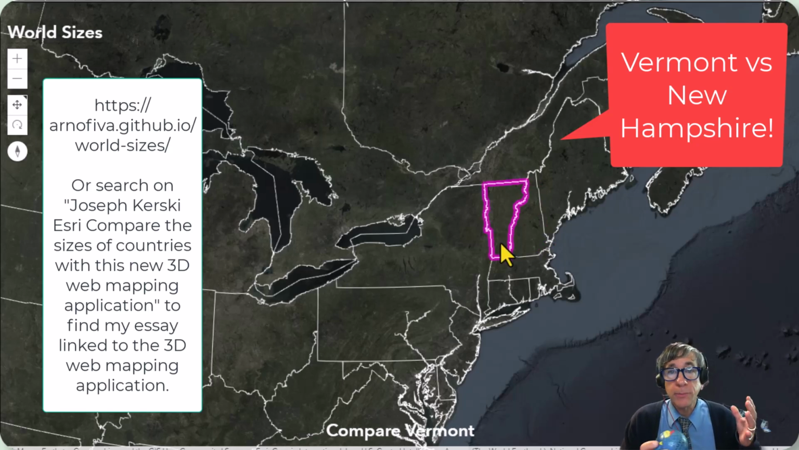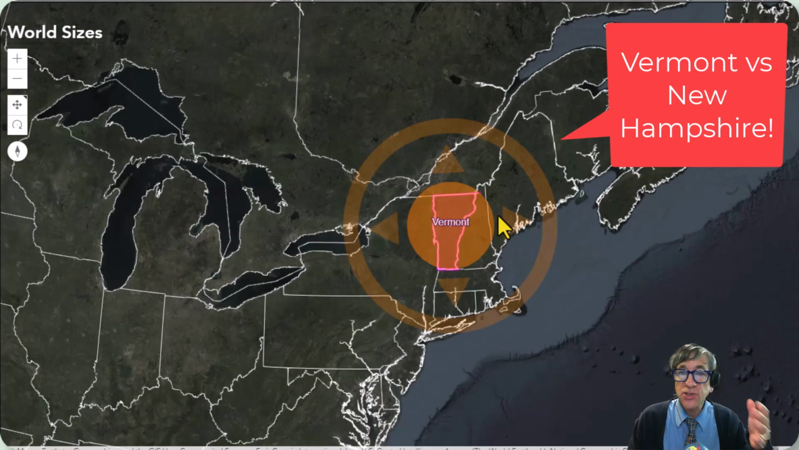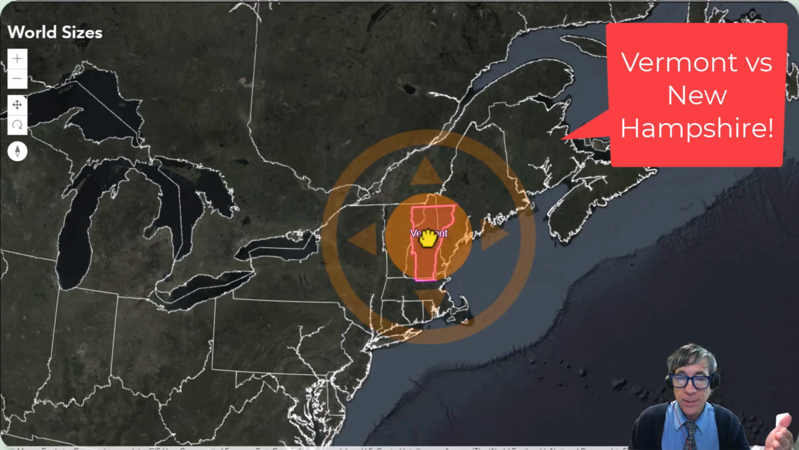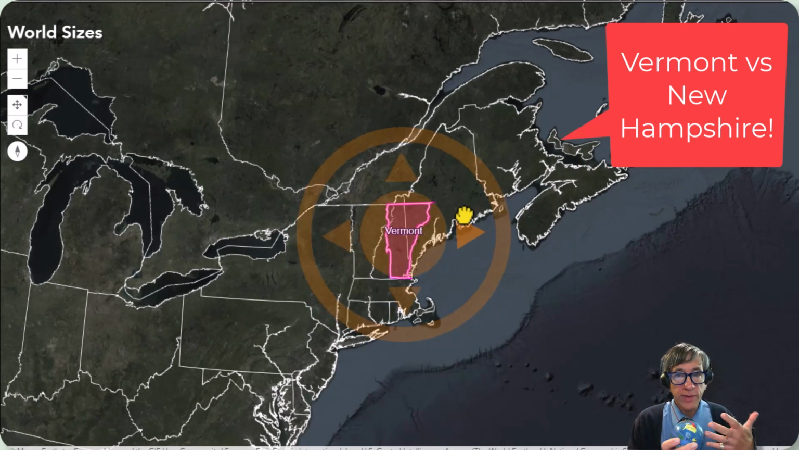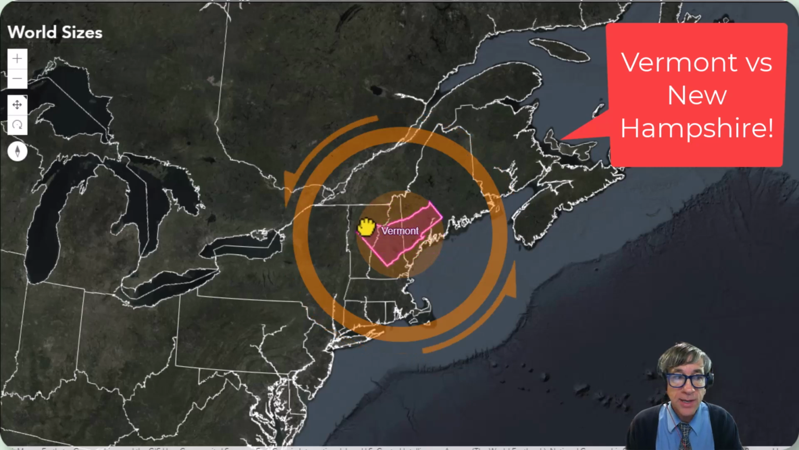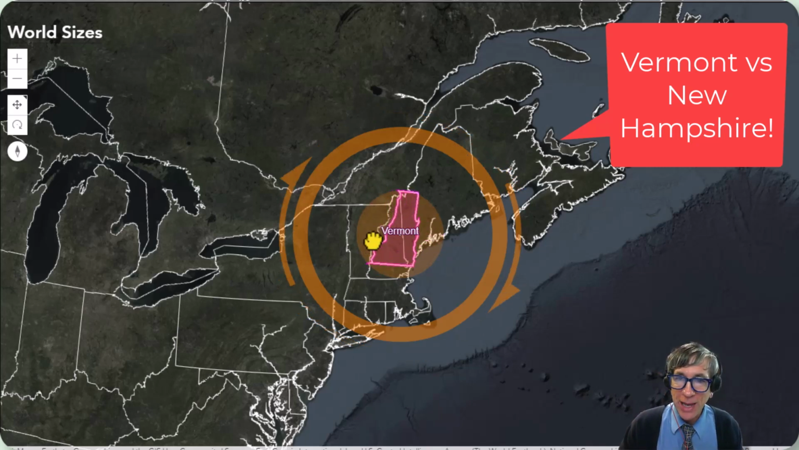You're fostering spatial thinking. You're fostering the use of web mapping applications, measurement. You can use this in environmental science, geography, GIS courses, social studies, science. You can rotate these political areas, as you can see here.